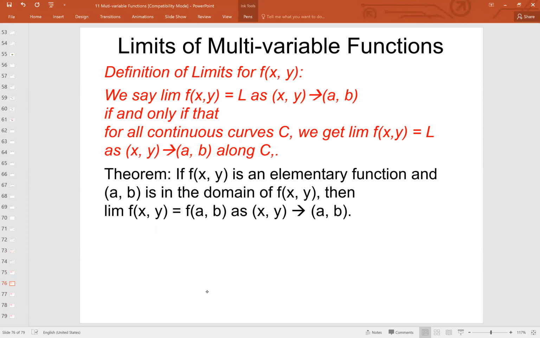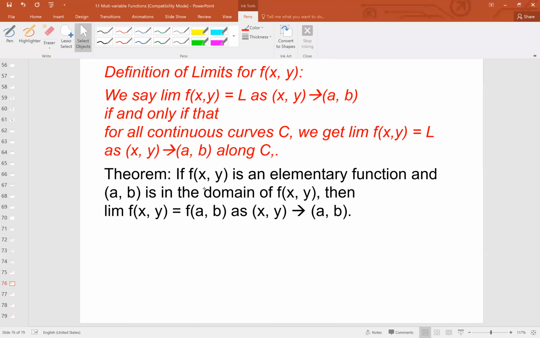The unsurprising thing is that for every elementary function, if the point is inside the domain, meaning a neighborhood of the point sits inside the domain, then the limit is exactly what you expect. You're just plugging in the numbers. And this is basically all we're going to say about limits.